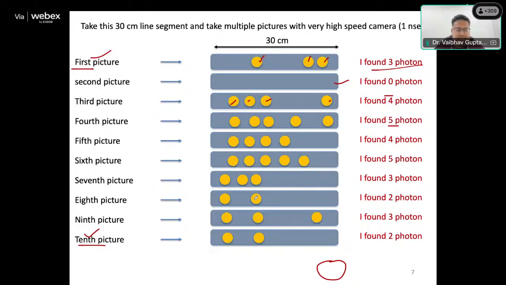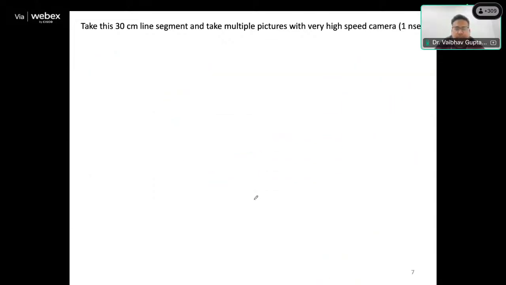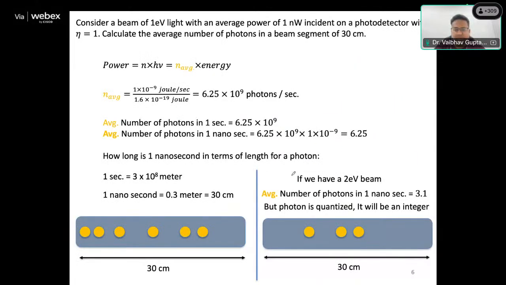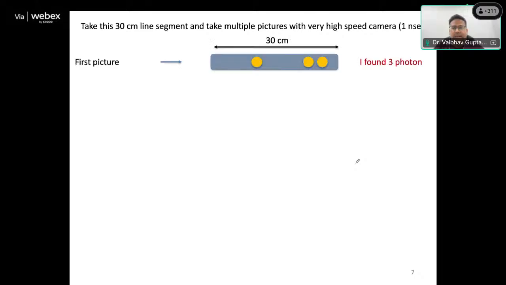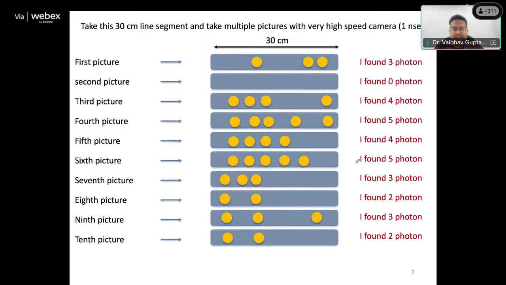And if I go back to this question, if we have a 2 eV beam, then the average number of photons in 1 nanosecond is 3.1. So actually we were trying to solve this problem, and you can see that this is the solution: if you have 3.1 average number of photons, this is how I saw it in my camera.